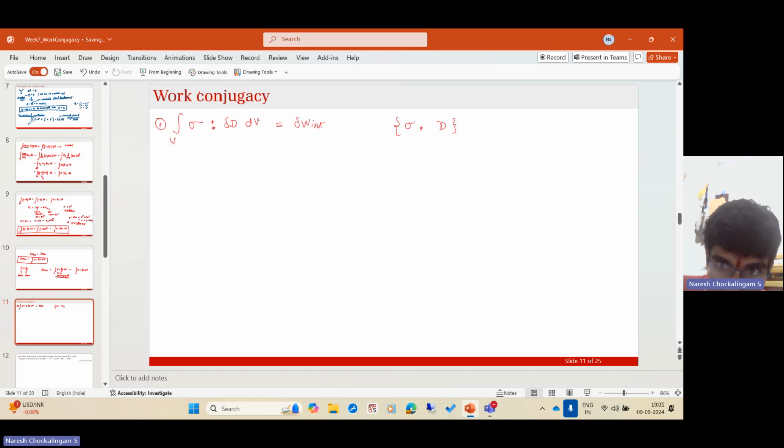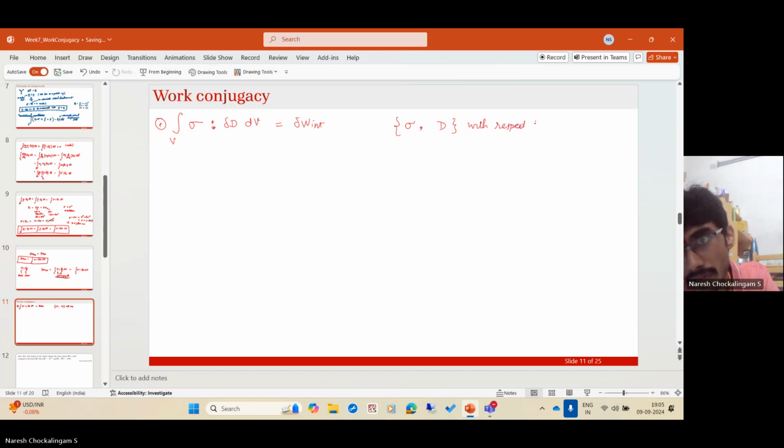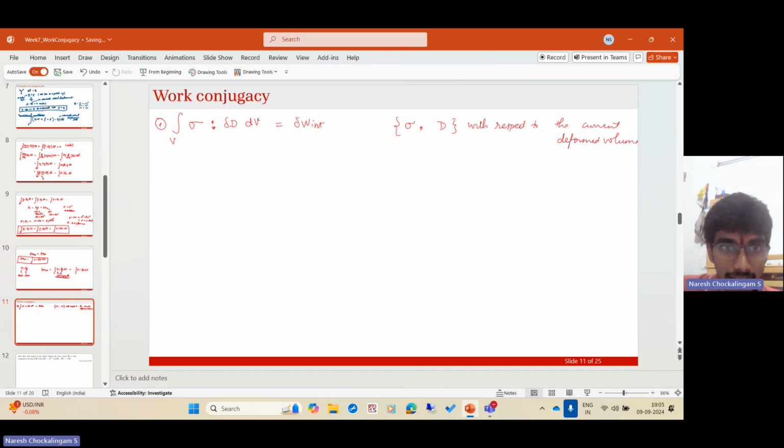Now note that these two are work conjugate to each other with respect to the current deformed volume. So the volume that's appearing here is the dV. It's not the original volume. The equilibrium equations are established in the current configuration. Therefore, this is the current volume.